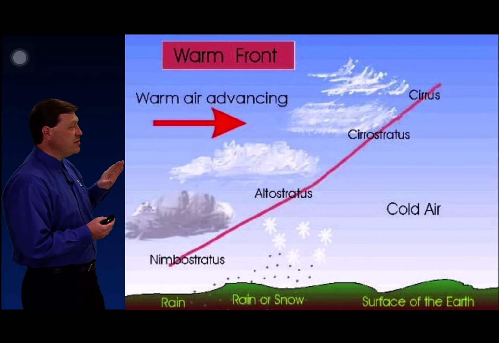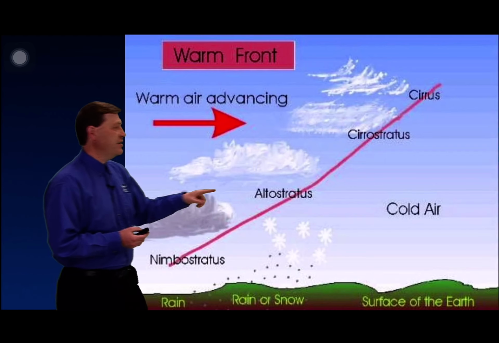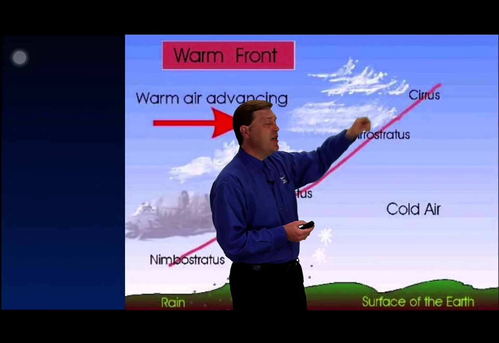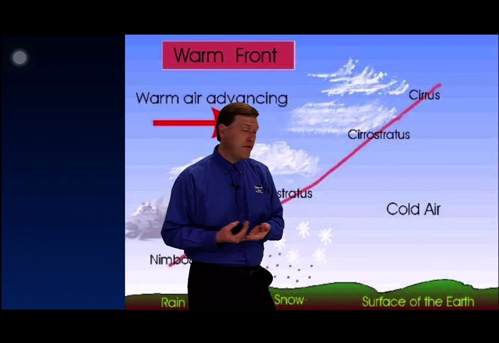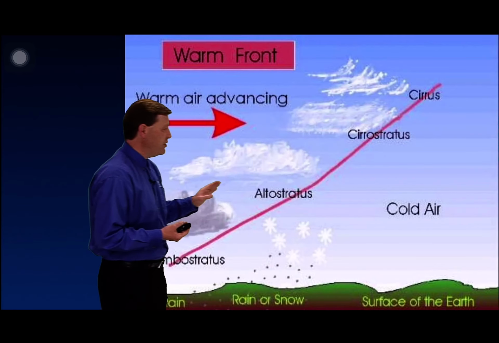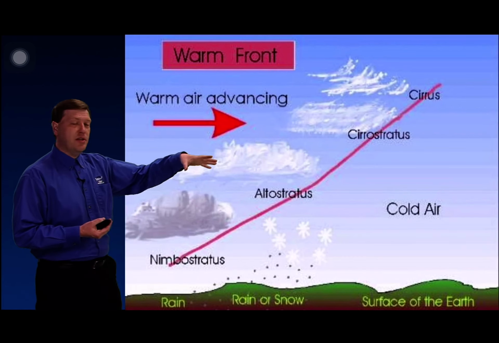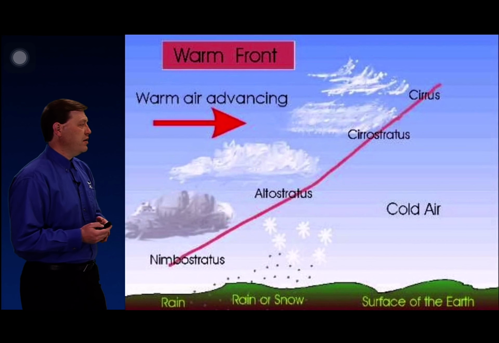But in this case, moving from the warm air to the cold air, I would go nimbostratus, altostratus, cirrostratus, cirrus. But if the front was approaching, or I'm flying towards the front, well, from that direction, I'm going to see cirrus, cirrostratus, then altostratus, then nimbostratus. So it's going to continually become lower and lower and lower. All right.